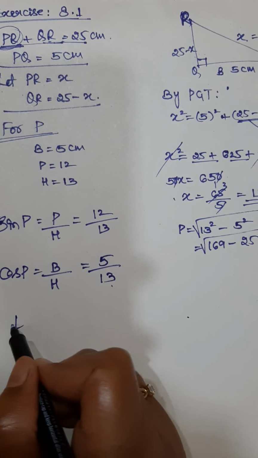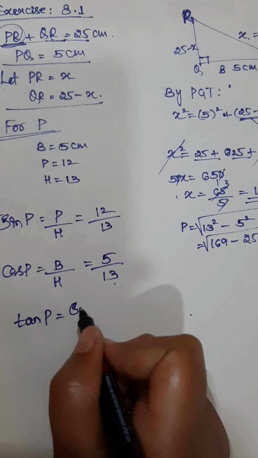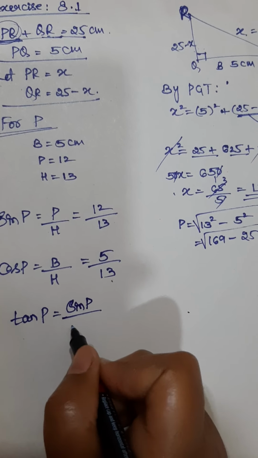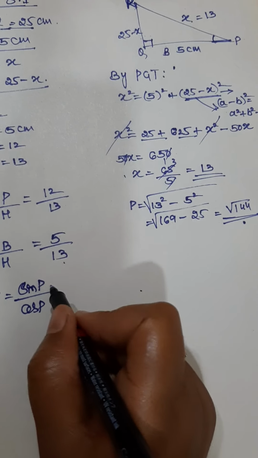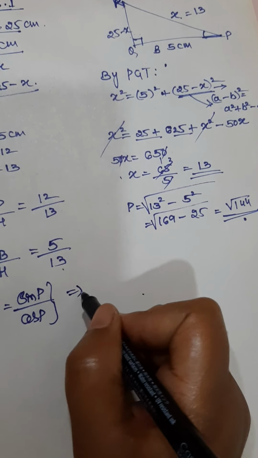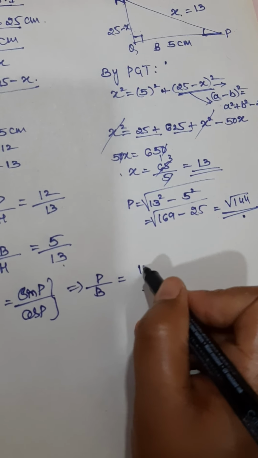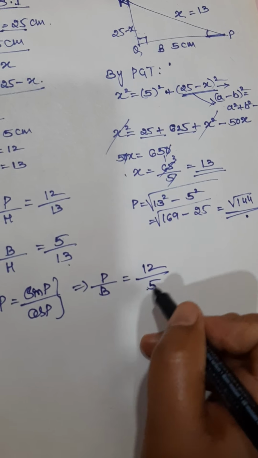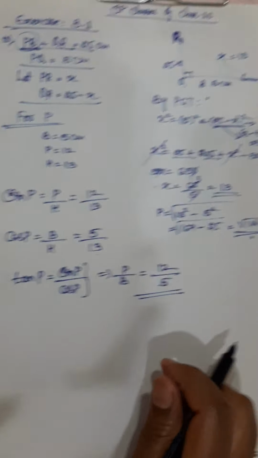Next thing, tan P. The tan formula we can write as sin P by cos P, sin theta by cos theta. But also tan P is equal to P by B. So P is here 12 and B is 5. I hope you all understood this question.